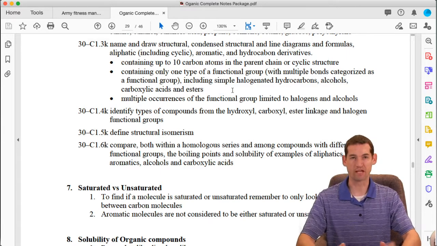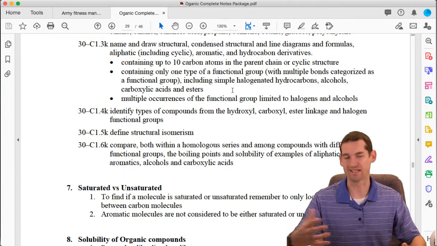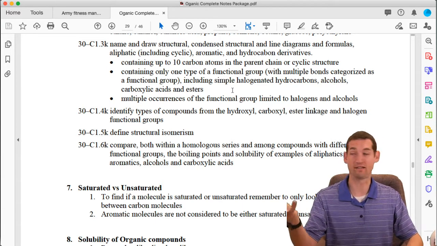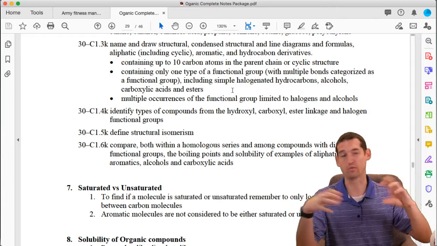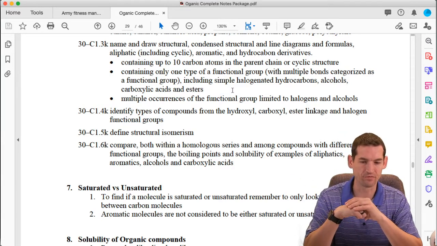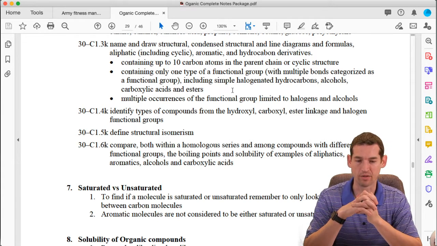But I'm not going to mix and match to have a carboxylic acid and an alcohol, or an ene and also an alcohol. We won't mix them up like that on you for naming them. So hopefully that's kind of explained in that paragraph.